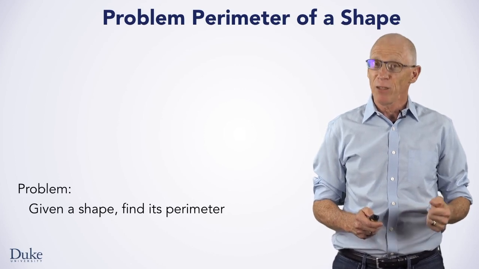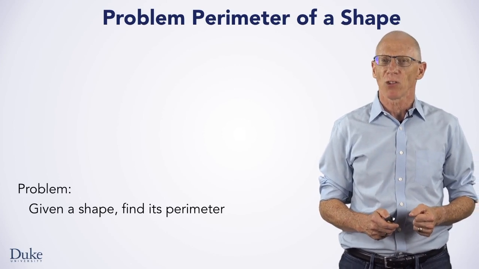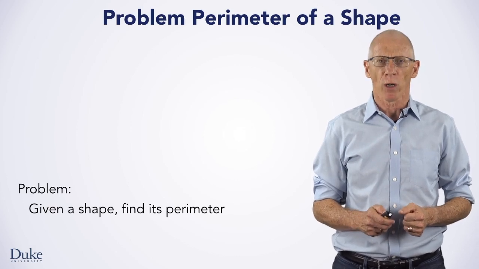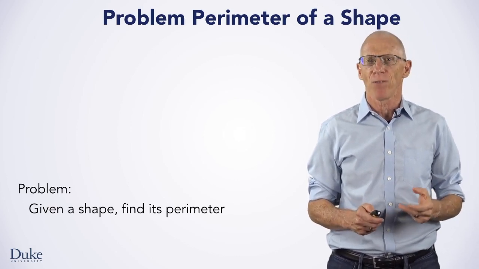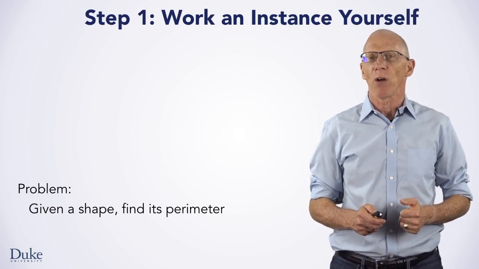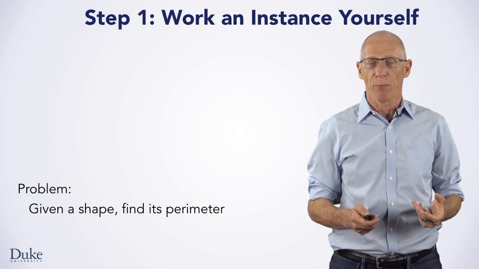Hi. In this video, we're going to walk through an example of using our 7-step process to solve a programming problem. In particular, the problem we're going to work on is, given a shape, find its perimeter. Step 1 is to work an instance of the problem yourself. That means you'll need to draw a shape and find its perimeter.